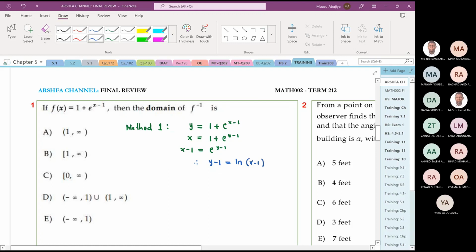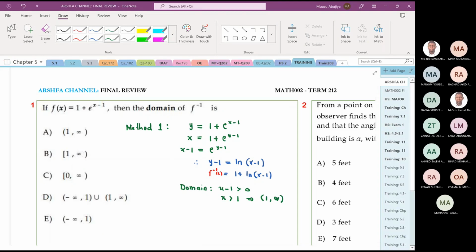Here we can solve, taking 1 to the other side, so y is equal to 1 plus ln of x minus 1. Now, if I don't want to write y, I can replace this y with f inverse. So we can say the f inverse of x is given to us as 1 plus the ln of x minus 1. Now, what is the domain here? For the domain of ln, the argument should be greater than 0. So x minus 1 is greater than 0. And what does it mean? It means x is greater than 1, which means we have from 1 to infinity. So this is getting the domain by method number 1.